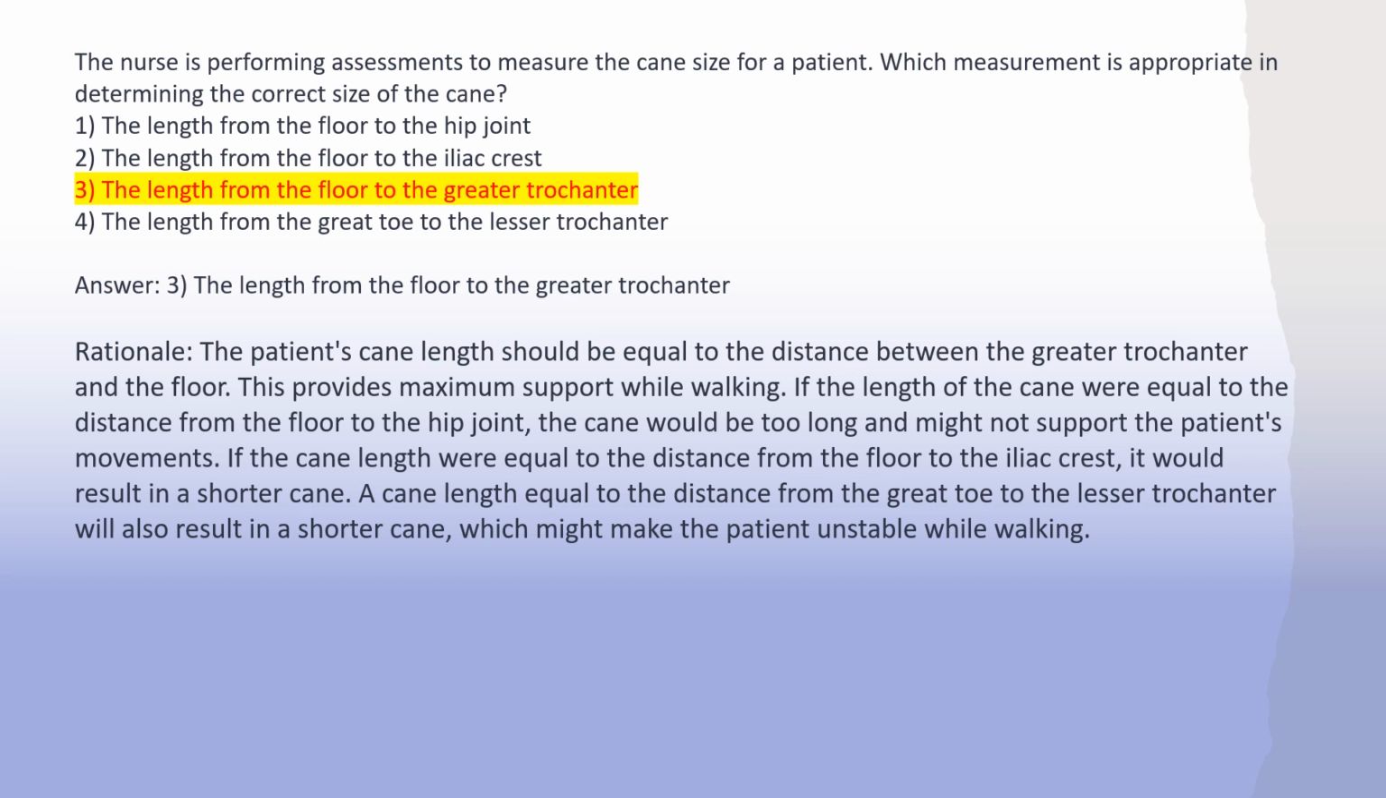Rationale: the patient's cane length should be equal to the distance between the greater trochanter and the floor. This provides maximum support while walking. If the length of the cane were equal to the distance from the floor to the hip joint, the cane would be too long and might not support the patient's movements. If the cane length were equal to the distance from the floor to the iliac crest, it would result in a shorter cane. A cane length equal to the distance from the great toe to the lesser trochanter will also result in a shorter cane, which might make the patient unstable while walking.